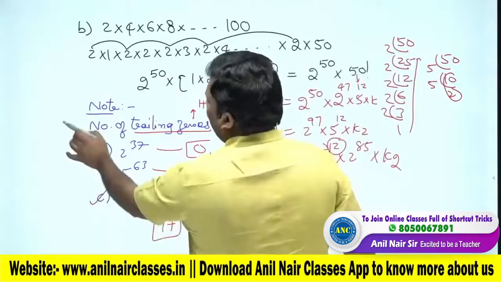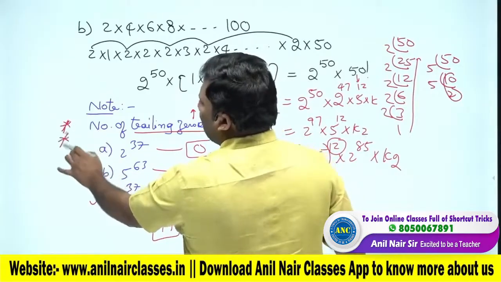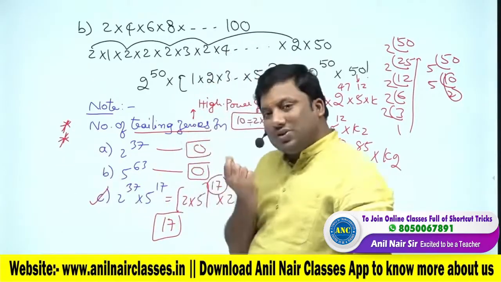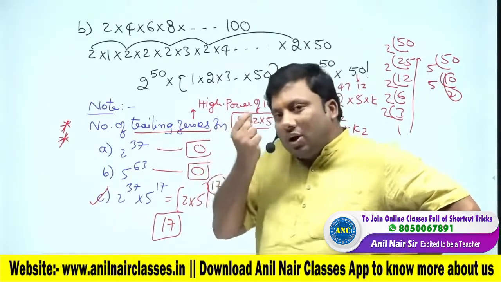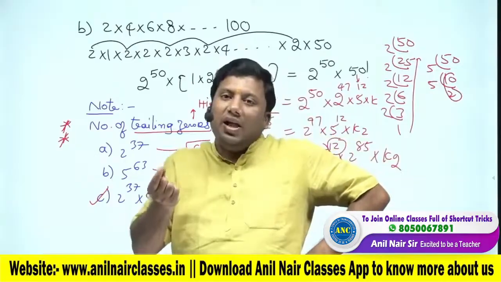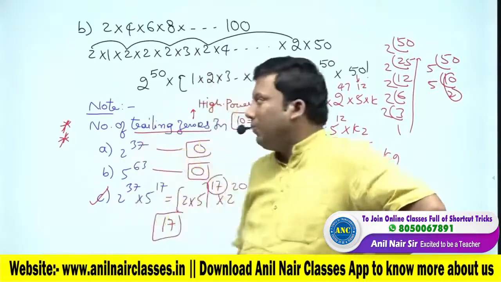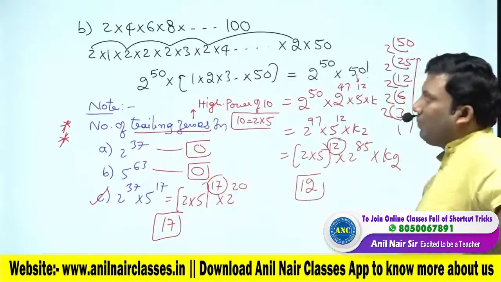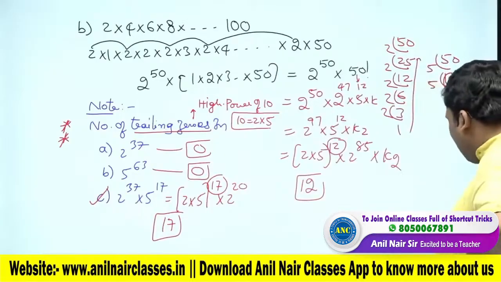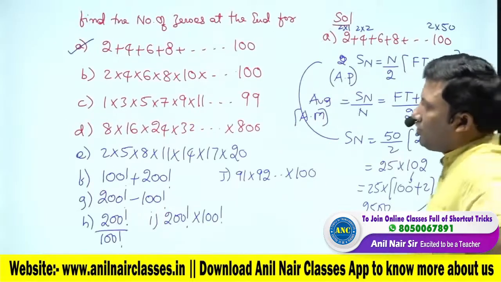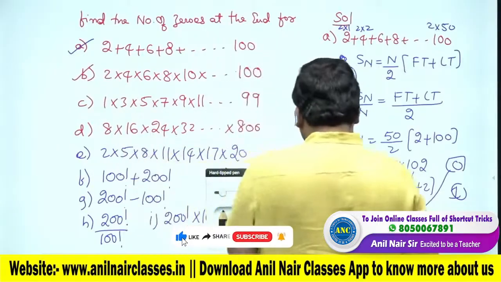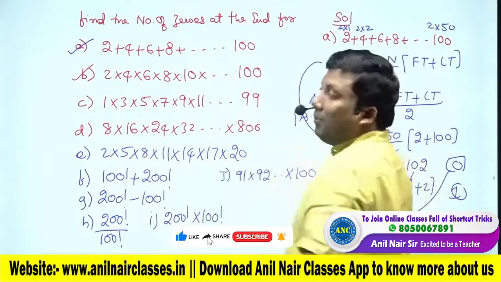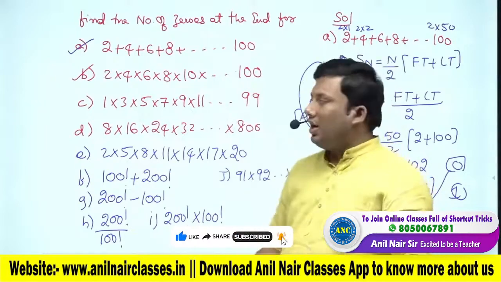These are very, very important basic fundamentals. To get the number of zeros at the end, you need a combination of 2 and 5. Why? Because the number of zeros at the end represents the highest power of 10. Question number 1 over, question number 2 over. Now listen carefully. Based upon this concept, the third question.